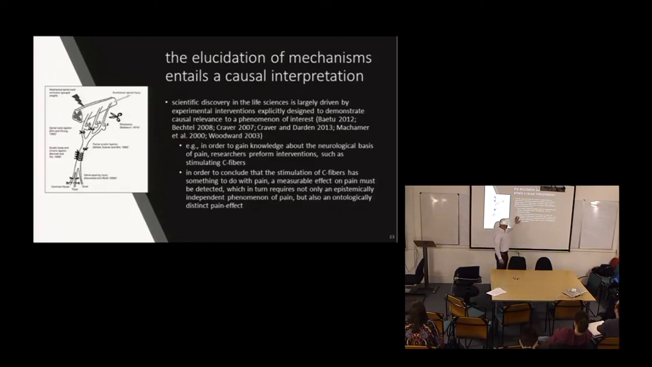So for example, in order to conclude that stimulation of C fibers has something to do with pain, a measurable effect on pain must be determined, which in turn requires not only an epistemically independent phenomenon of pain, but also an ontologically distinct pain effect. Again, this is kind of a naive interpretation, but it seems to be a pretty straightforward interpretation. If you want to build something more complex, like some kind of constitutive or identity interpretation, then you have to work a lot harder. This seems to be the easiest and most straightforward interpretation.